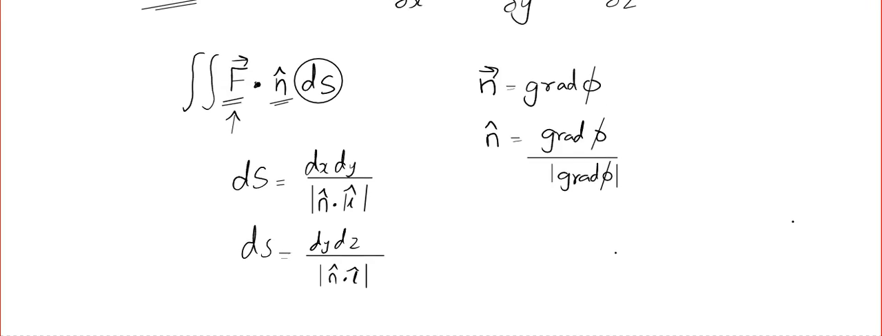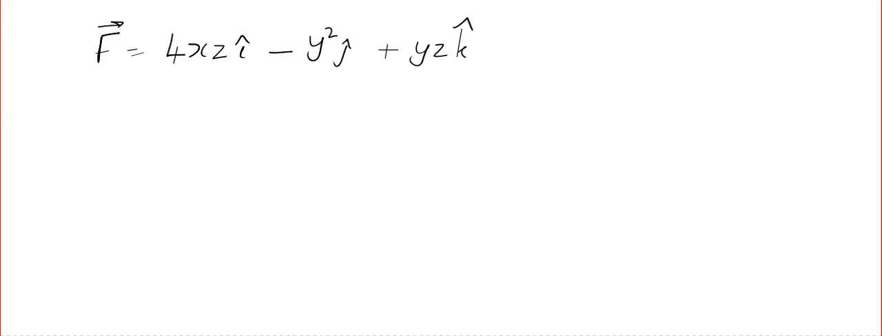Okay, so let's start with a very simple problem, and that's a problem of a cube. So please write: verify Gauss Divergence Theorem for the function F = 4xz i - y² j + yz k over the cube bounded by x = 0, x = 1, y = 0, y = 1, z = 0, z = 1. Okay, that's it.